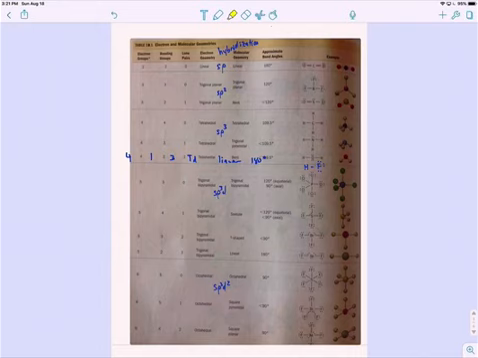Later on, these shapes are going to become important because we're talking about bond polarity and whether a molecule is polar or not. So you will reference this. This is another thing you do not have to memorize. This will be provided for you if needed.